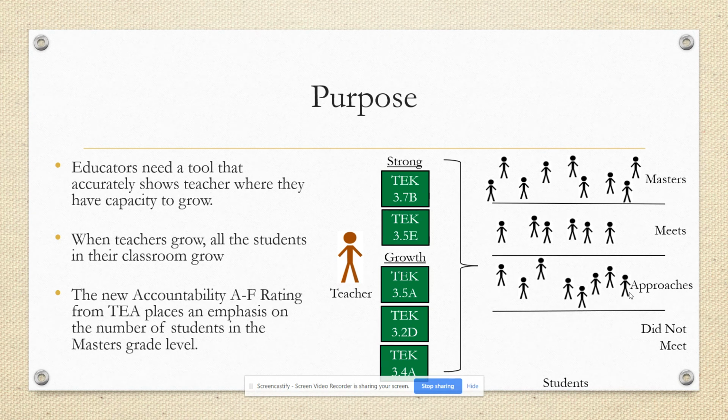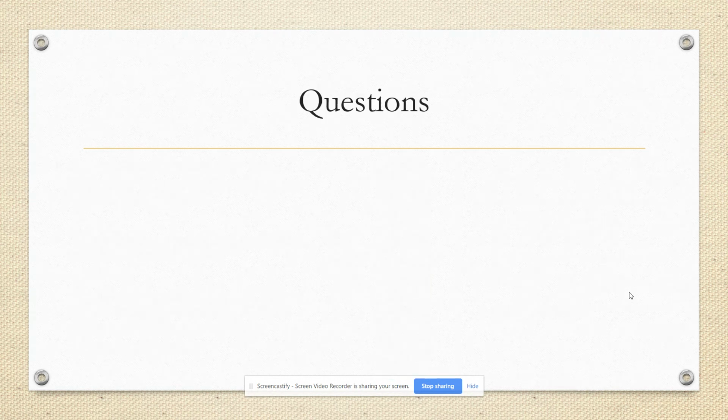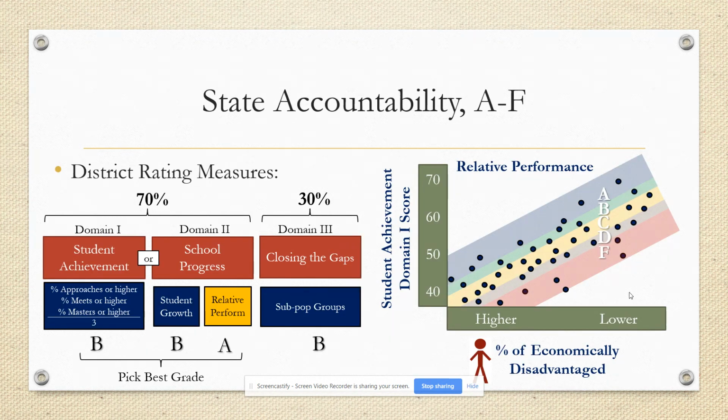And that's how you're going to get better in the A through F rating. But at the end of the day, it's about the kids and being better for them. So again, here's another quick slide that shows maybe how this would happen. Looking at those three domains that we're judged by, we want to look at the relative performance and how we're evaluated there.